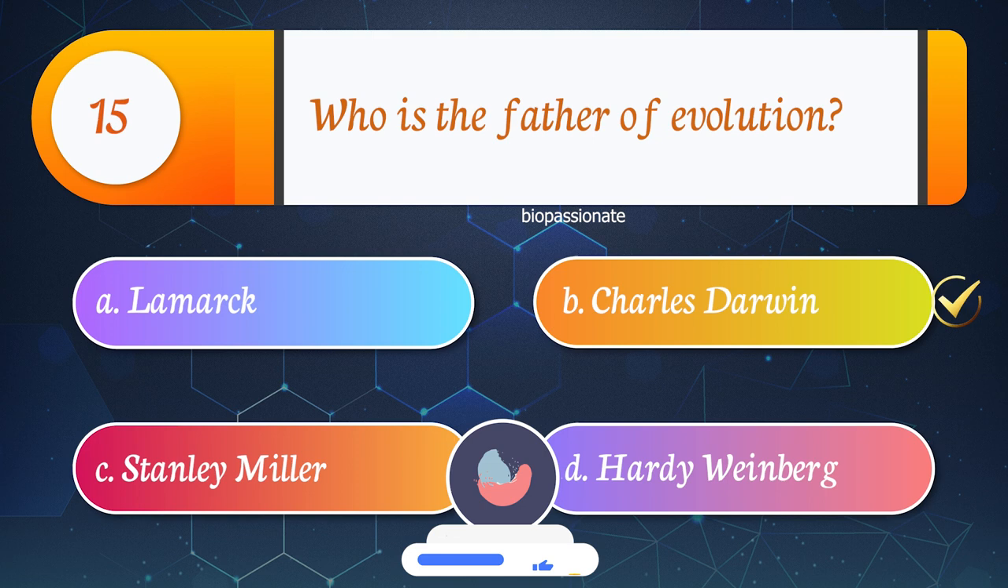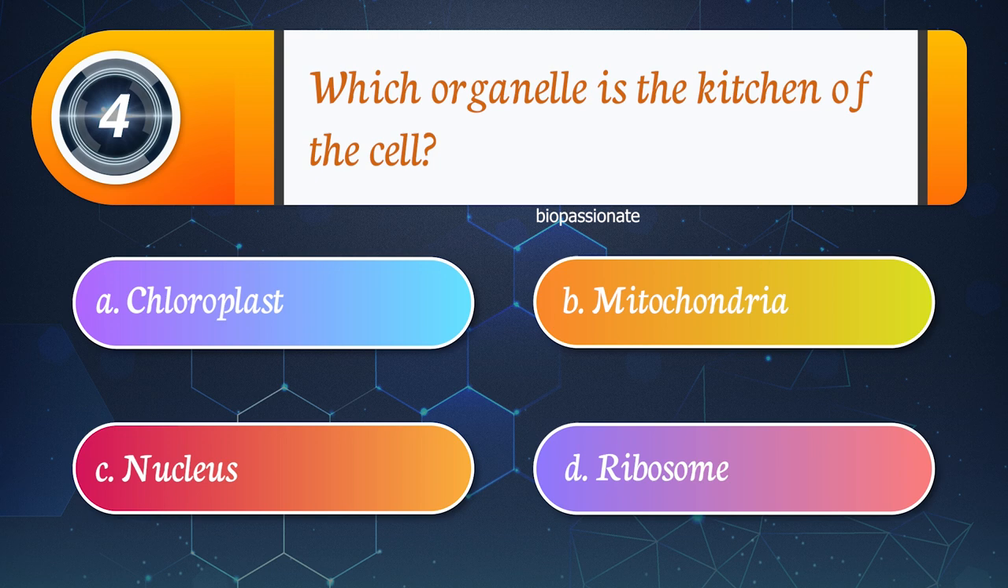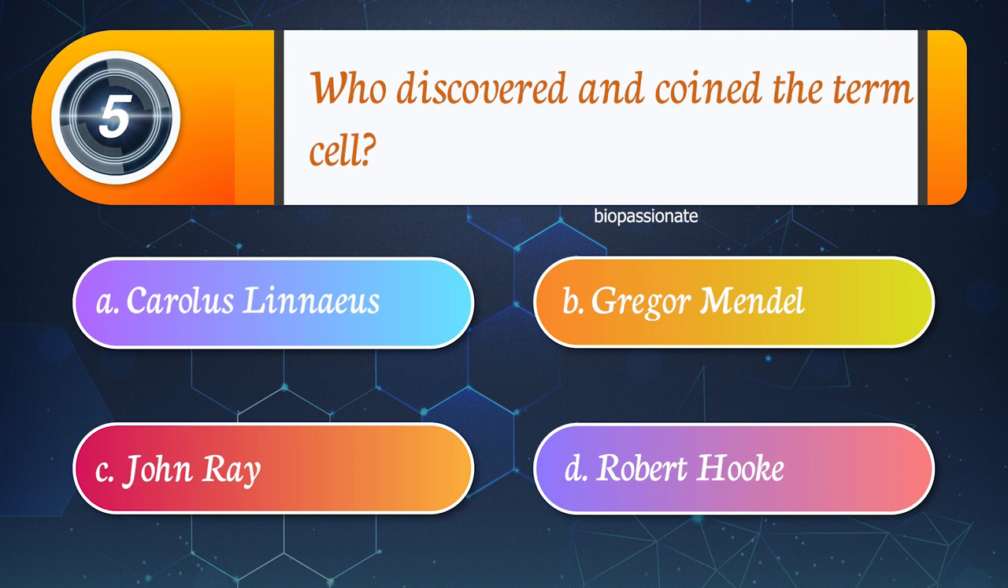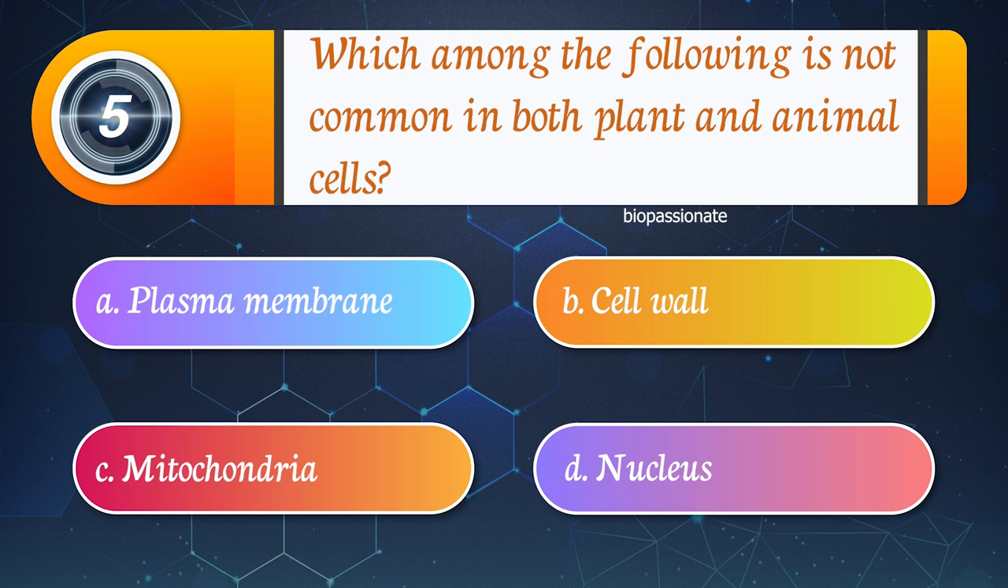Which organelle is the kitchen of the cell? Chloroplast. Which of the following is not essential for photosynthesis? Oxygen. Who discovered and coined the term cell? Robert Hooke. Which among the following is not common in both plant and animal cells? Cell wall.